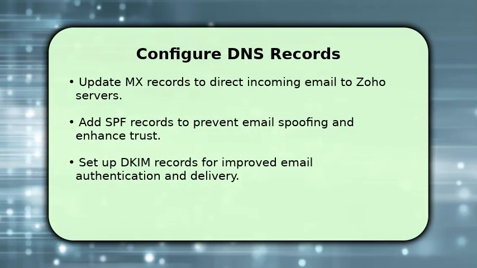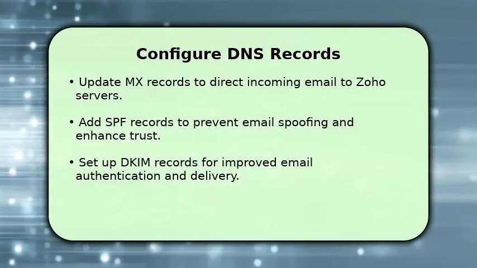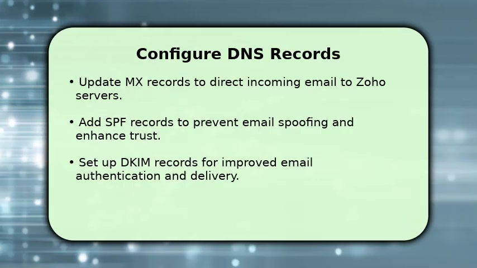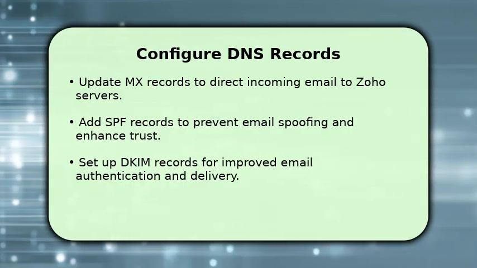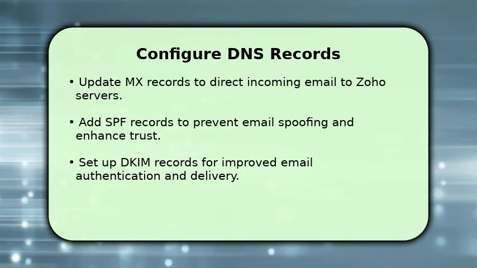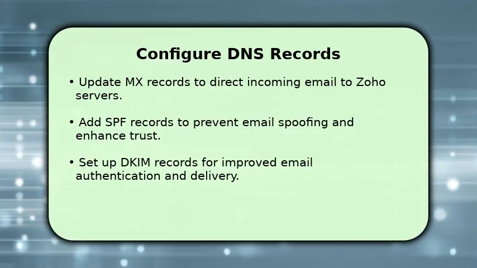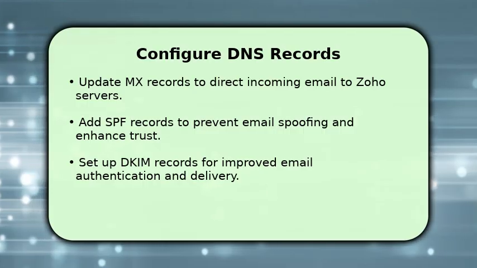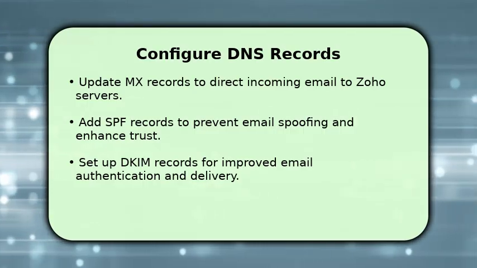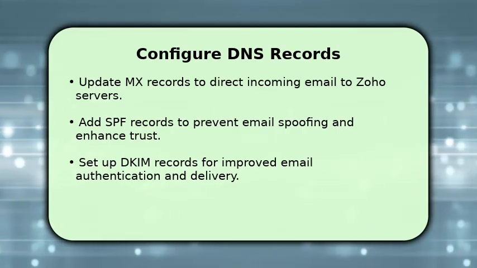Configuring your DNS records is a vital step for proper email functionality. You will need to update your MX records to point to Zoho servers, ensuring all incoming mail reaches its destination. Additionally, add SPF records to help prevent email spoofing, and set up DKIM records for enhanced email authentication. These steps significantly improve your email's deliverability and security.